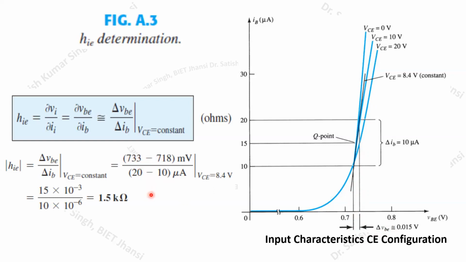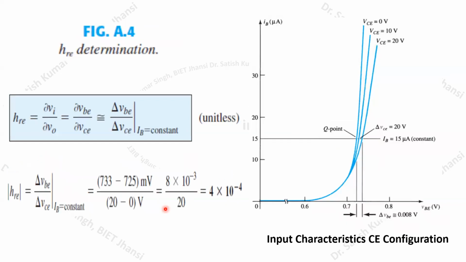Here these values are already written: 733 minus 718. Remember, first of all, you have to obtain this characteristic. Without obtaining the characteristic, you cannot calculate these hybrid parameters. First, you have to obtain the characteristics, and only then will you be able to calculate. This way, this ratio can be calculated. Again, you can see this HRE will be calculated, and while calculating the HRE, this IB should be kept constant. Then you can calculate the deviation in delta VBE with respect to the deviation in delta VCE. This is what we have to calculate.